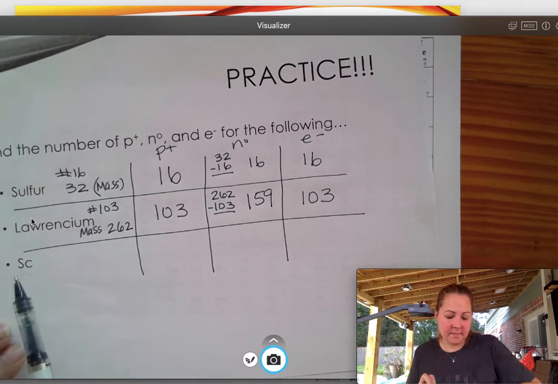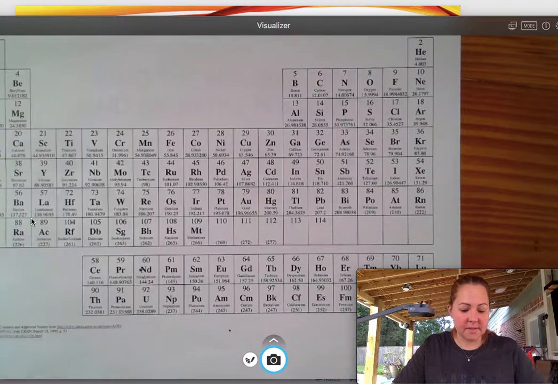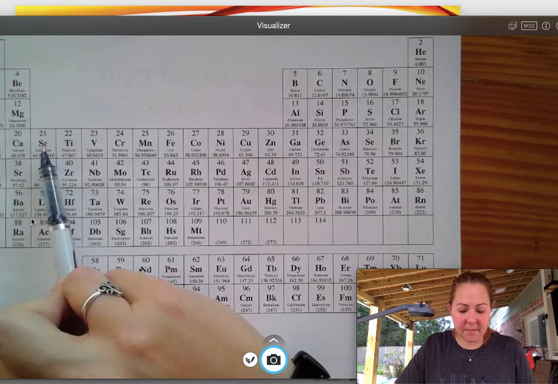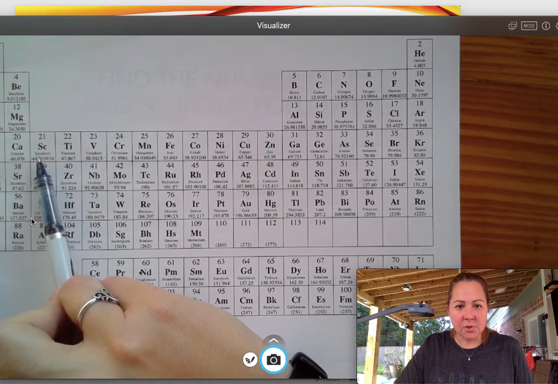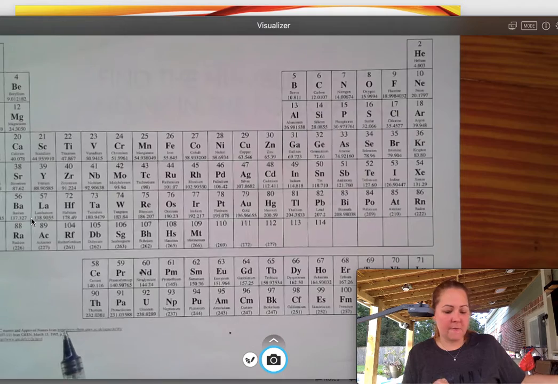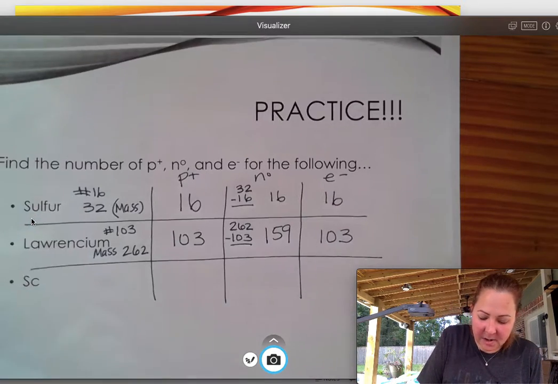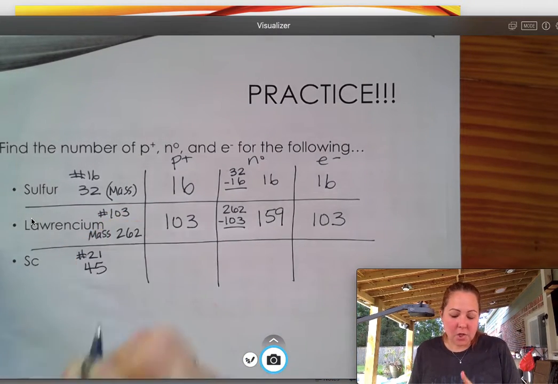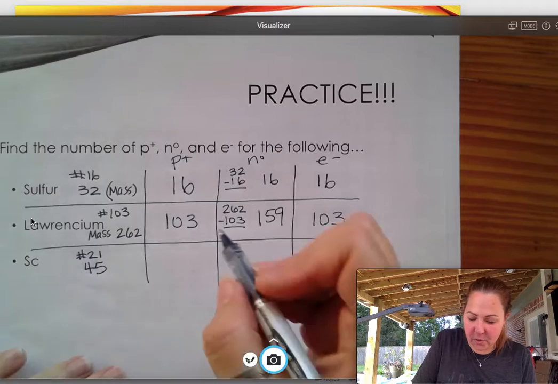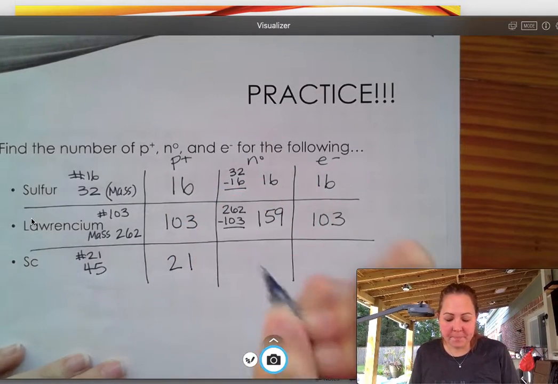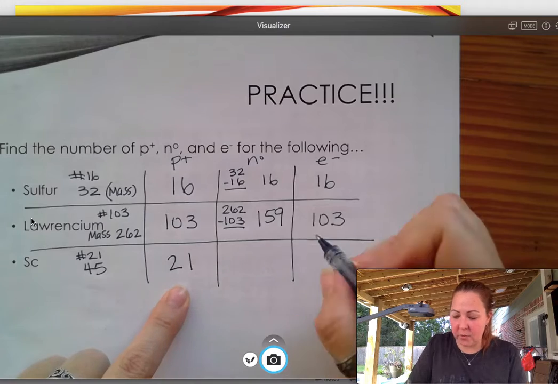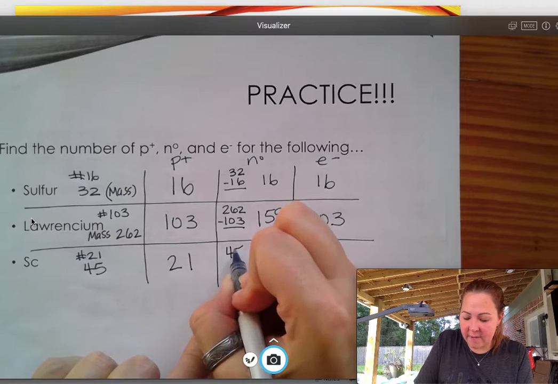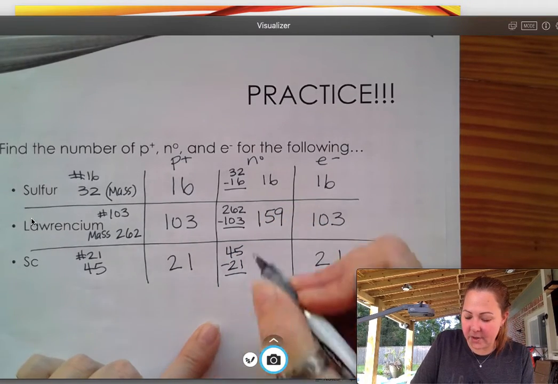Now Sc, that's going to be scandium, it's up here. For scandium, I'm going to take my mass and round it to a whole number. So 44.96 is going to round to 45. Scandium is number 21 on the periodic table. Its mass number is 45. So we're going to first start with my number of protons, which is 21. If I have 21 protons, I also have 21 electrons. For my neutrons, I'm going to take my mass and subtract off my atomic number. 45 minus 21 is 25.